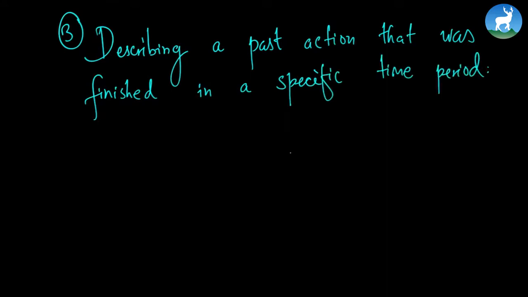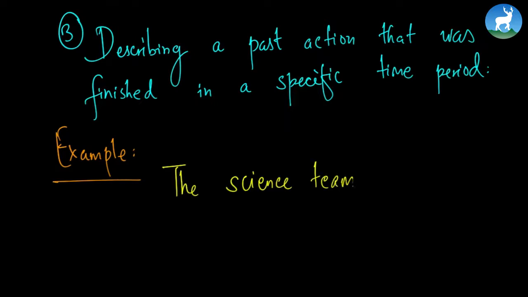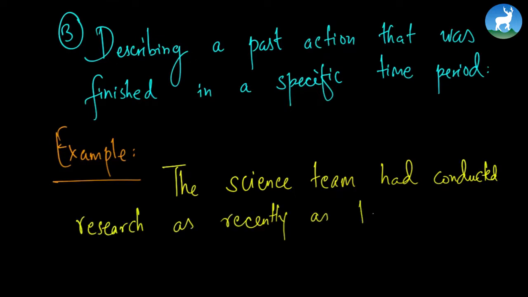You see, describing a past action that was finished in a specific time period. Let me write you one example. Something happened in the past and something was done. So let's see. The science team, remember the science team from past continuous tense? The science team had conducted research as recently as last month.